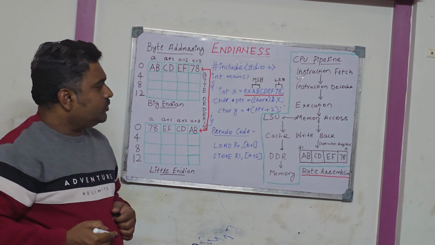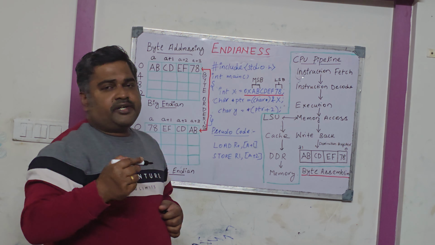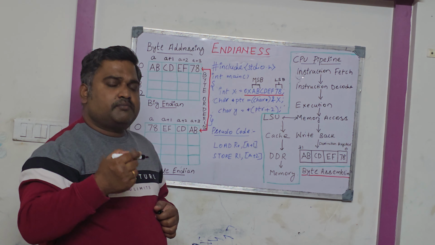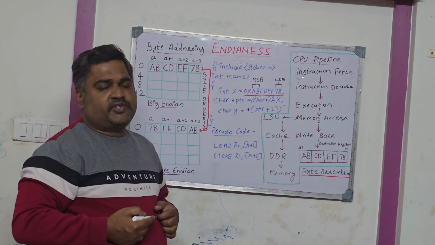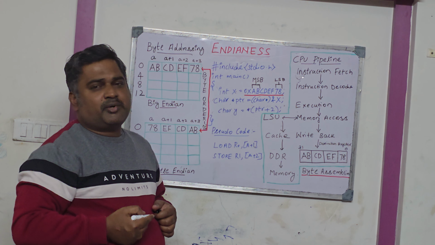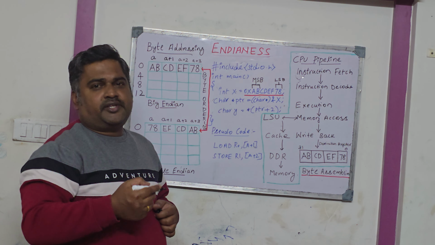Now we'll move on to byte ordering. We have two important techniques to discuss. One is big endian and another is little endian. Both of these byte ordering techniques determine in which order the multi-byte value is stored in the memory.